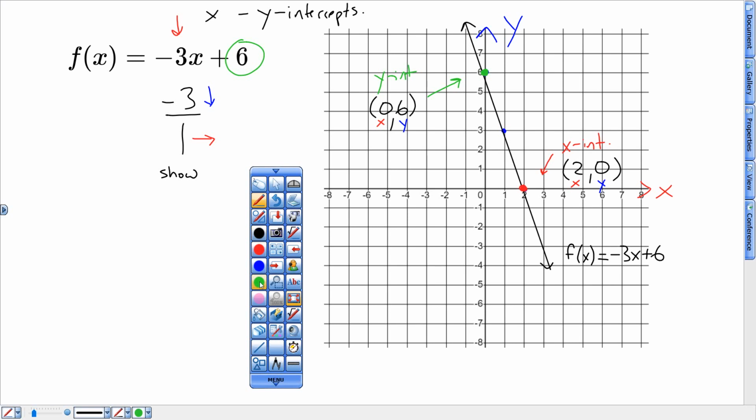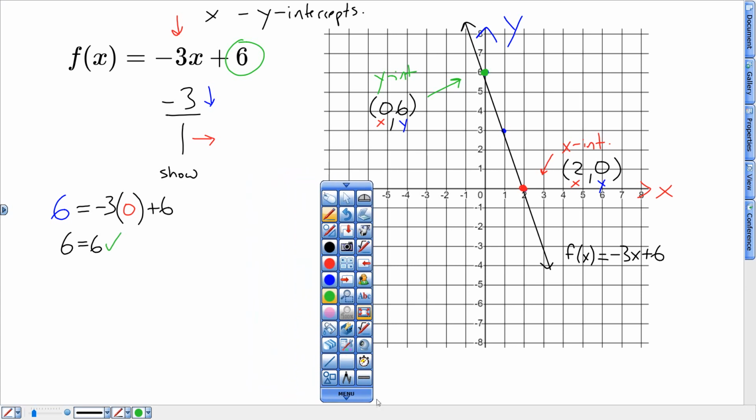If I plug this point right here, I'm plugging in 6 right here and 0 right here, because remember, x goes right there, that's y, that goes right there. So show me that check works. Plug in 6 for that y, and then of course I have negative 3, and then right there plug in 0 for x. Show me that works. That gives me 6 equals 6. Any point on that line will work. Show me the other point works.